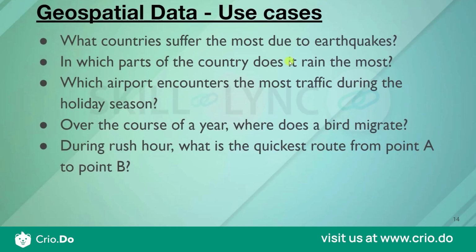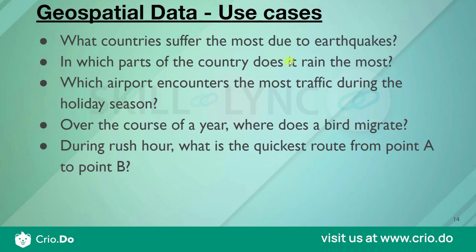So when do we find this geospatial data important? Why do we use it? Some common, general use cases are: what are the countries suffering from the most earthquakes, and which part of a country does it rain the most. We already discussed this example. We can actually show which part of the country is suffering most. Another important one: which airport encounters the most traffic during a holiday season, and over the course of a year where does a bird migrate during rush hour. What is the quickest route from point A to point B, just like Google Maps, and it will also show the alternate ones and the crowded routes whenever you're traveling.